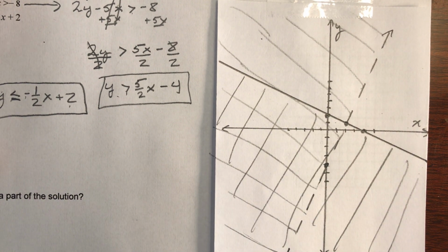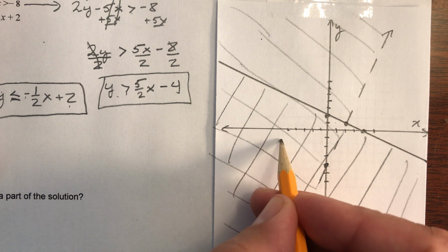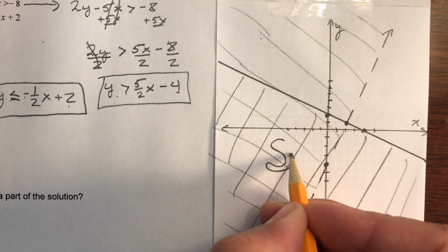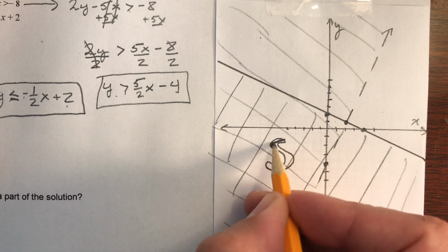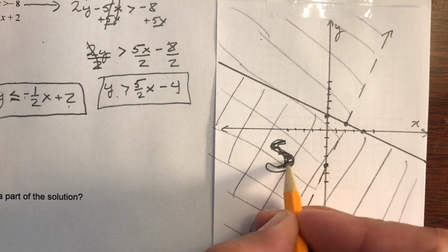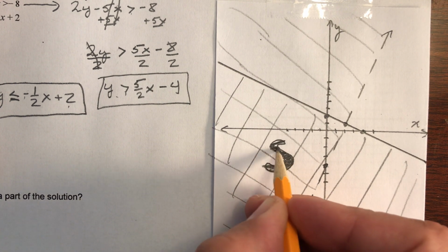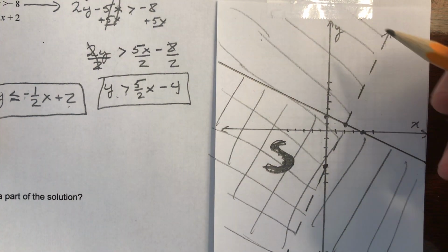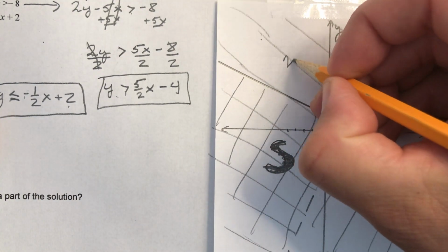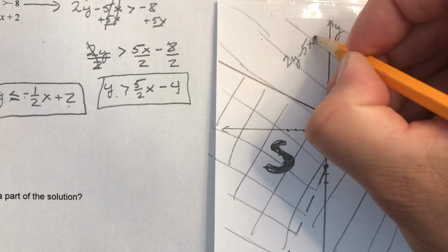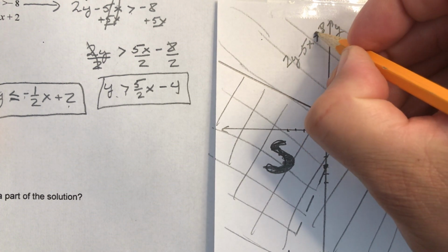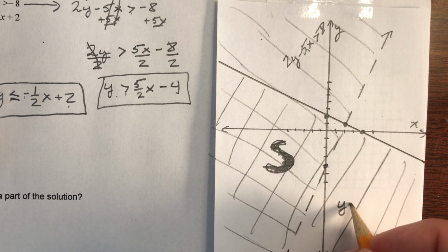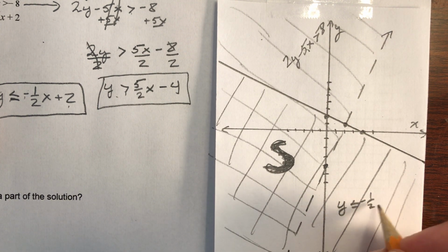Now you'll see a double shaded area here that looks like a checkerboard. That's the solution. Anything that happens to be floating around in there is part of the answer. All right, so let's make sure we label our first one. 2y minus 5x is greater than -8, I believe, so just writing that in there. And the second one was y less than or equal to -1/2 x plus 2.